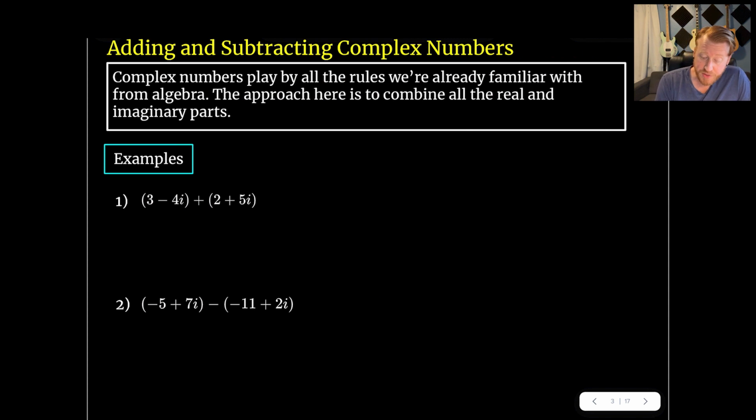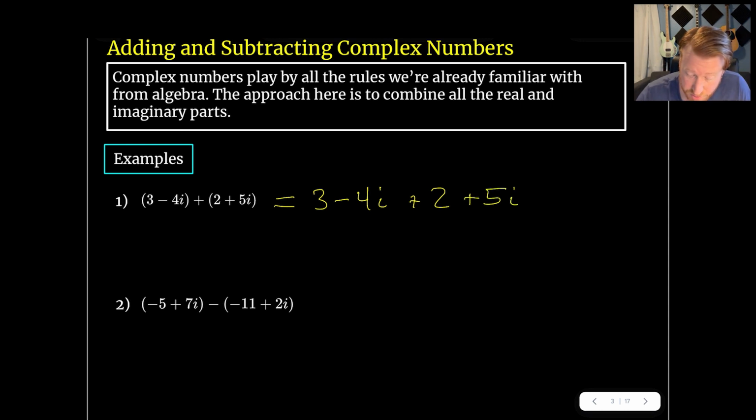All right, so next we'll hop into adding and subtracting complex numbers. What is nice here is that complex numbers play by all the rules that we're already familiar with from algebra. The approach here is to combine all the real and imaginary parts. So just like we've done in some other sections here, we're just combining all of the parts that are the same. So in this first example here, we can essentially just remove the parentheses. What truly is going on is we're distributing a positive 1 inside, which doesn't do a whole lot. But we can rewrite this as 3 - 4i + 2 + 5i.